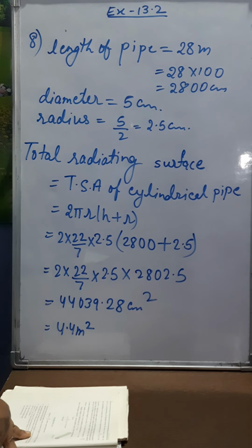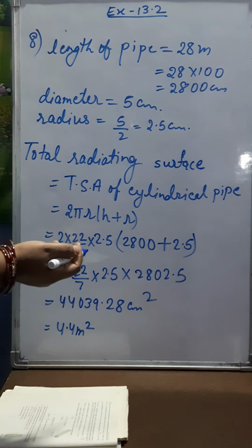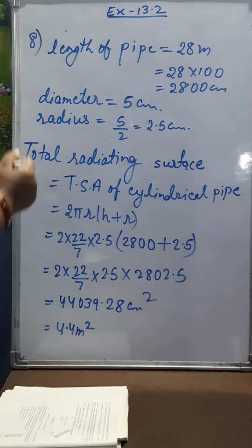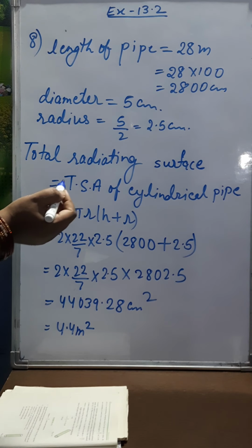Now see question number 8, which says that in a hot water heating system, there is a cylindrical pipe of length 28 meter and diameter 5 centimeter. The question is to find the total radiating surface of the system. So here the length of the pipe is given as 28 meter, which can be converted into centimeter, or you can keep it in meter as well. Diameter is given as 5 centimeter, so radius will be 5 by 2. So it is 2.5 centimeter.